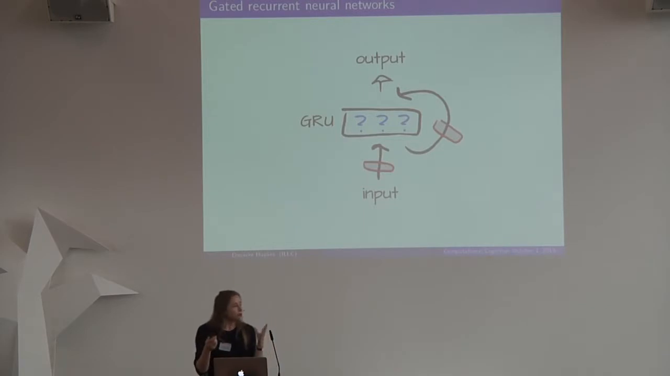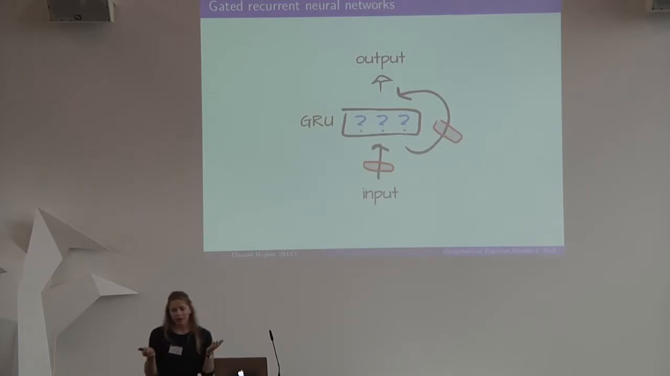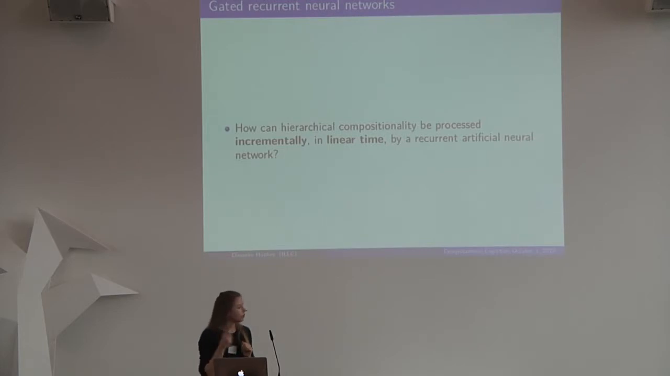And this model, as you may have realized while I was talking, it's not really like the brain. I want absolutely to make no such claim, but it has some properties that it shares with the brain. So it needs also to process its input incrementally in linear time, and it's also just a bunch of neurons, units, let's call it, that are connected and do not have any explicit means of representing symbols and rules. So the question that I want to focus on today is how can hierarchical compositionality be processed incrementally in linear time by an artificial neural network?